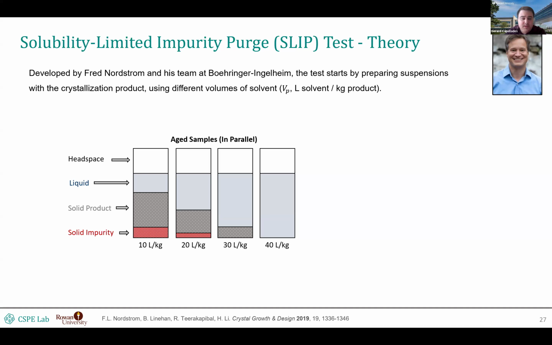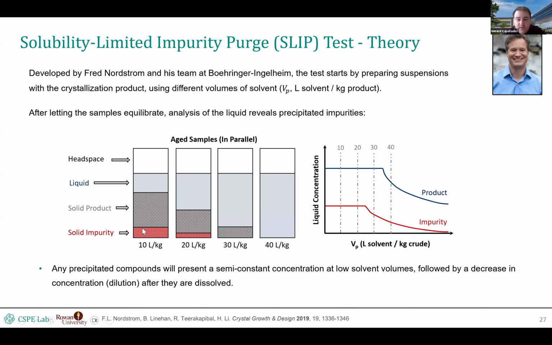The test is actually fairly simple. Imagine that you have a crude mixture that contains product and impurity. Let's say, for the sake of argument, that the impurity precipitated and that you have approximately this proportion between impurity and solid. If I add a very small amount of solvent to that mixture, I'm going to be able to generate a saturated solution of the product and impurity. If I add a little bit more solvent, I'm still going to have a saturated solution if both lattices are present, but I'm going to have less solids. If I look at the liquid concentration at 10 and at 20, it's going to be about the same for product and impurity. If I keep adding solvent, eventually, in this case, I'm dissolving the impurity.